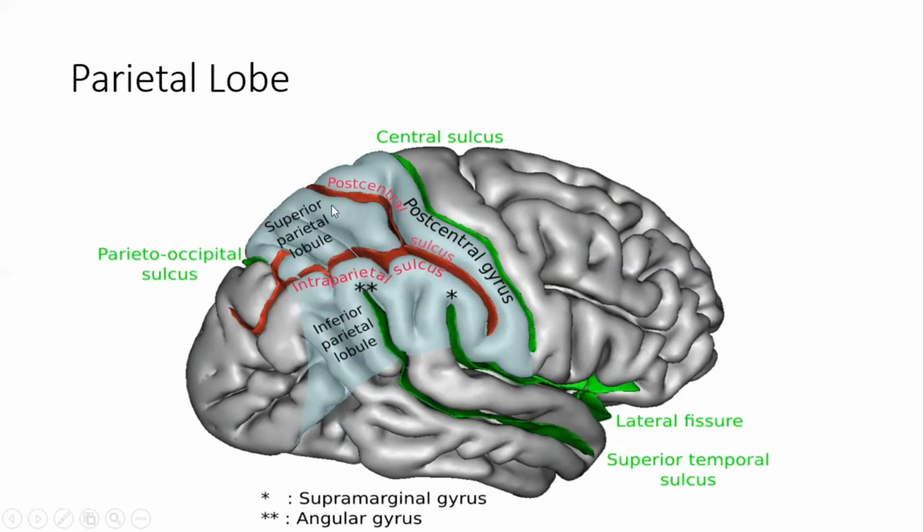And then the post-central gyrus is separated from the superior and inferior lobules by this sulcus, the post-central sulcus. And then this is the parieto-occipital sulcus, which separates the parietal lobe from the occipital lobe.